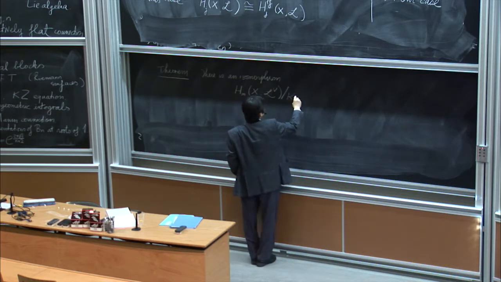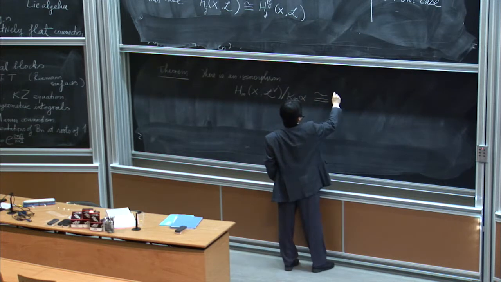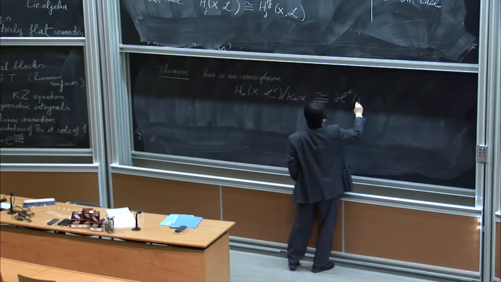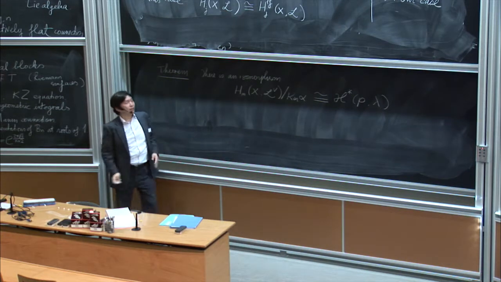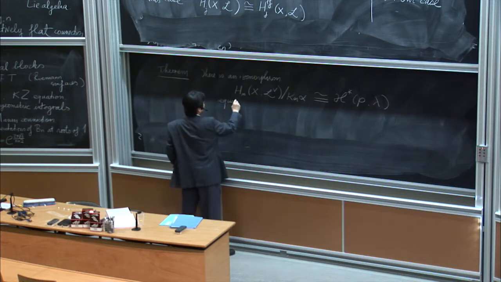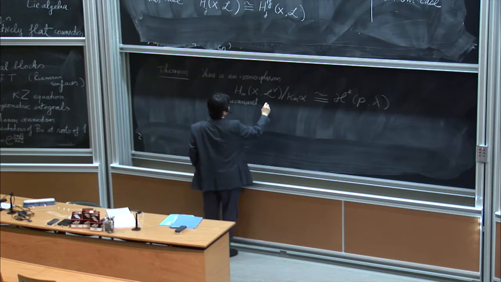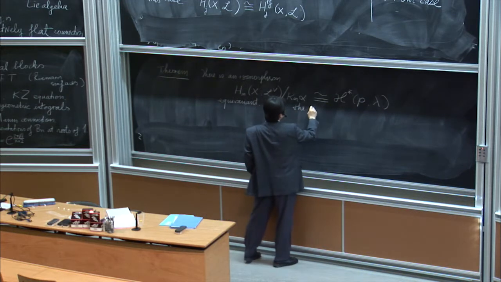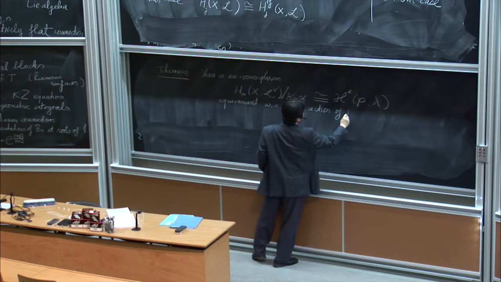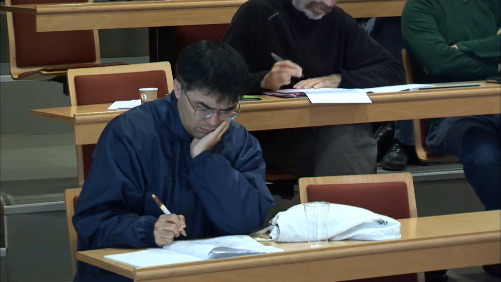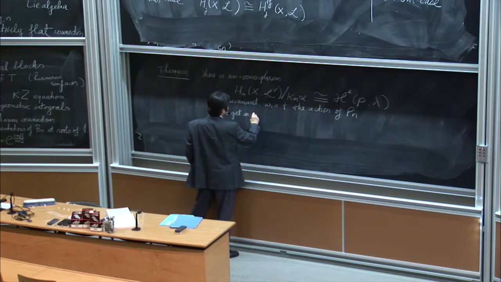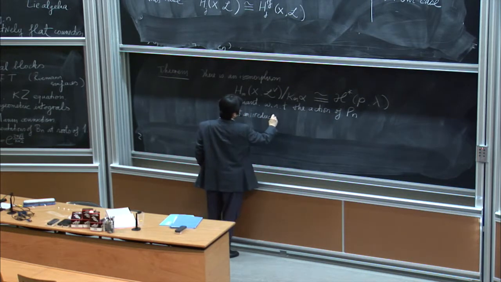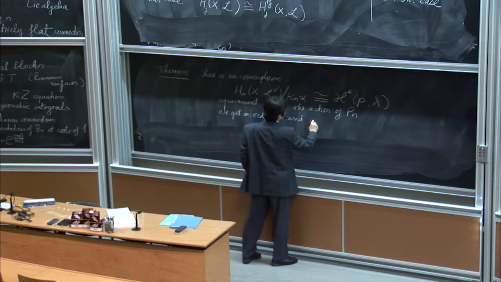Divided by this kernel and the space of conformal blocks. So, and this is also equivalent to the action of braids. And what is remarkable here is that by taking this quotient, we get reducible and also unitary representations.